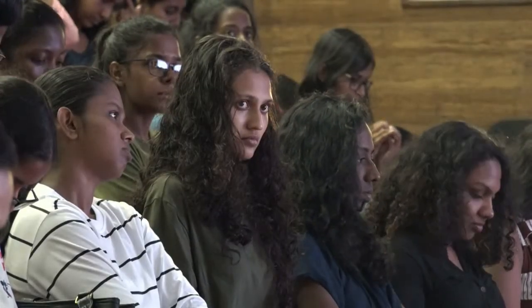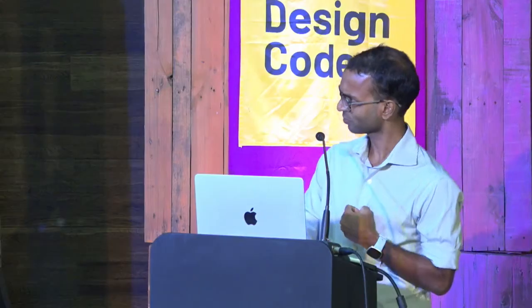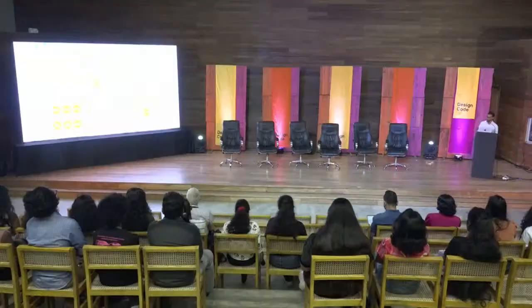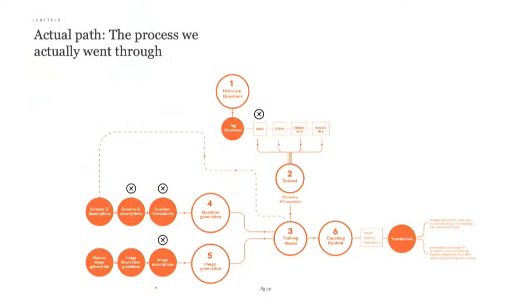So what we thought we'd do is take all the past papers we can find, train an AI model to generate similar questions, and once we have those, generate questions and images with generative AI, hundreds and thousands of questions for people. I'm sorry, the font is very small, but what happened was very, very different.